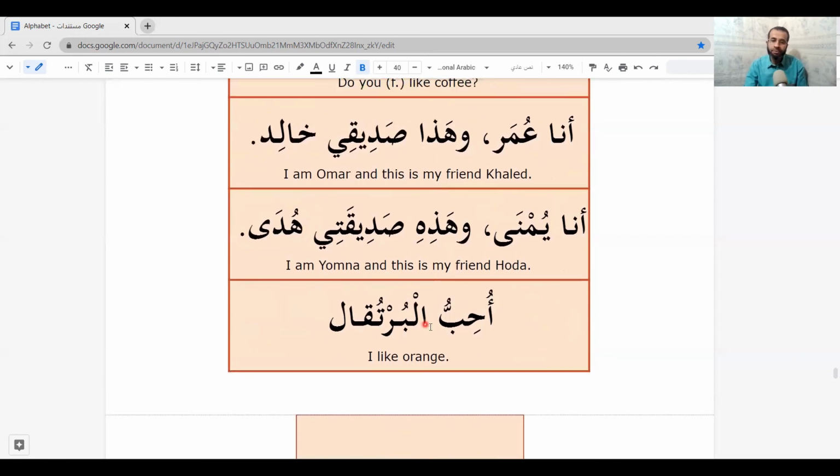The next one. I like orange. أحب followed by شدة with ضمة. أحب البرتقال. When we connect these two words, the alif here will be silent, so it will be أحب البرتقال.